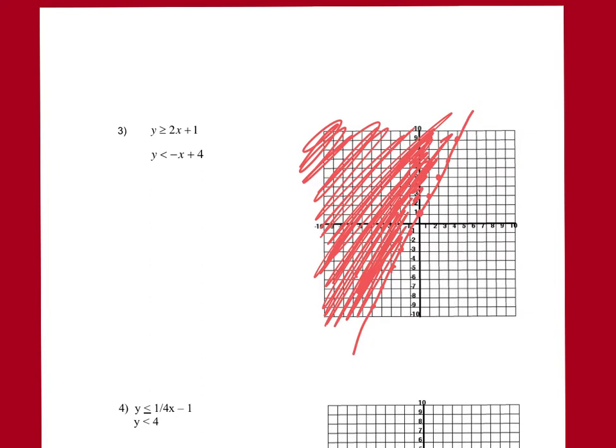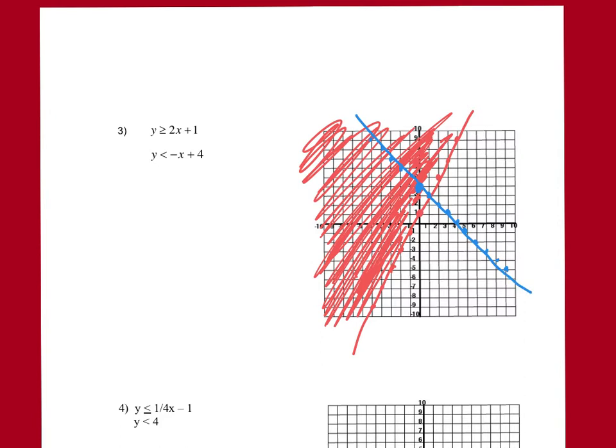Y is less than -x plus 4. What should we do there? Plot a point on 4 and down 1 over 1. Or up 1, left 1, right? It's going to look like that.